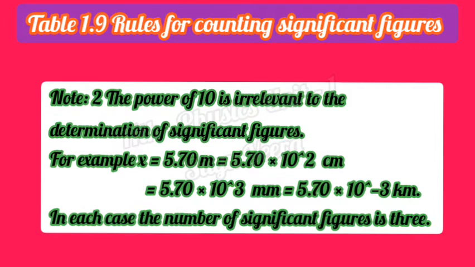For example, x equal to 5.70 meter is equal to 5.70 into 10 to power of plus 2 centimeter, or it's equal to 5.70 into 10 to power of 3 millimeter, or it's equal to 5.70 into 10 to power of minus 3 kilometer. In each case, the number of significant figures is 3.